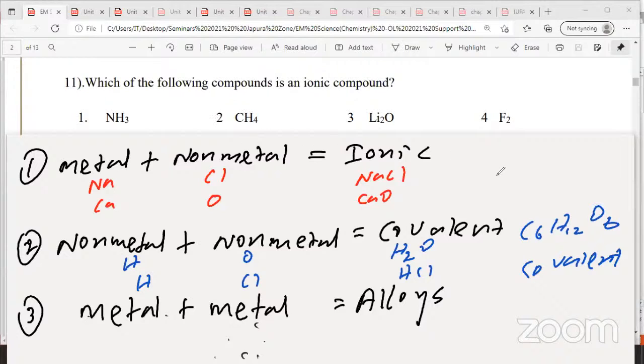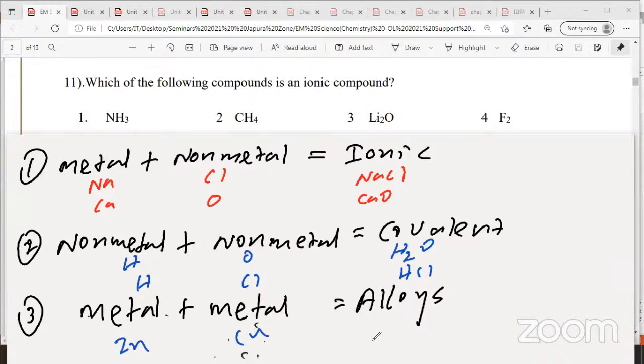Not only glucose, any monosaccharide, covalent. Fructose, galactose, any disaccharide, covalent. They are soluble in water, but solution does not conduct electricity. Sucrose, lactose, maltose, they are all soluble, they are all covalent, right? So remember that short method. Then metal, you can take zinc and copper, brass.